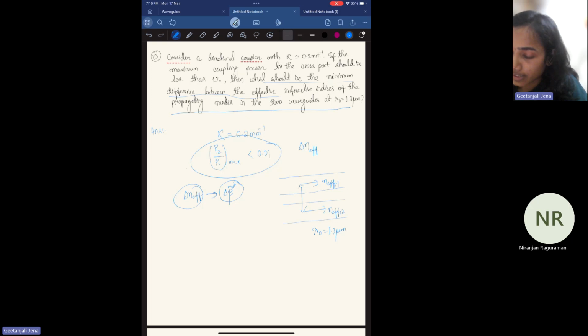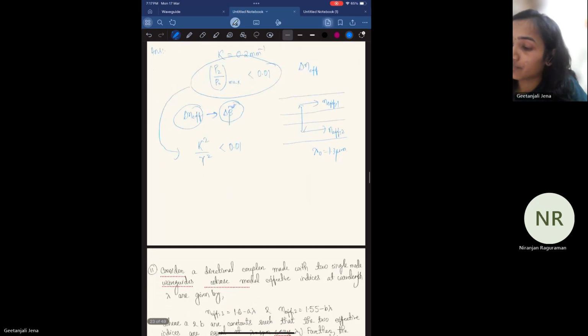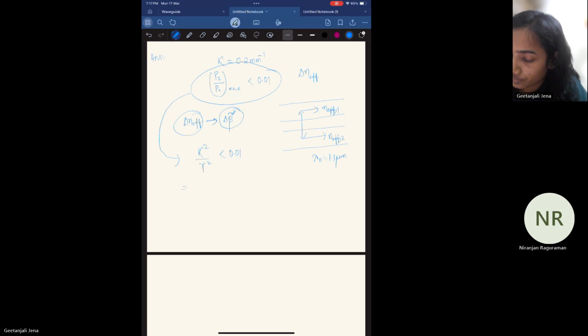delta beta tilde. You can calculate it because P2 by P0 max, the maximum value, is kappa square over gamma square. It should be less than 0.01. So this is kappa square over kappa square plus delta beta square by 4, which should be less than 0.01.